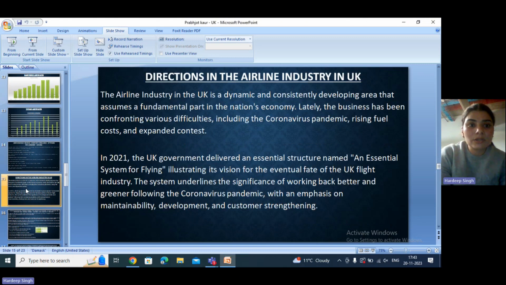Corrections in the airline industry in the UK. The airline industry in the UK is a dynamic and constantly developing sector that plays a fundamental part in the nation's economy. Lately, the industry has been facing various difficulties, including the coronavirus pandemic, rising fuel costs and increased costs. In 2021, the UK government released an essential strategy for aviation, outlining its vision for the future of the industry, with a decline in the popularity of the airlines.